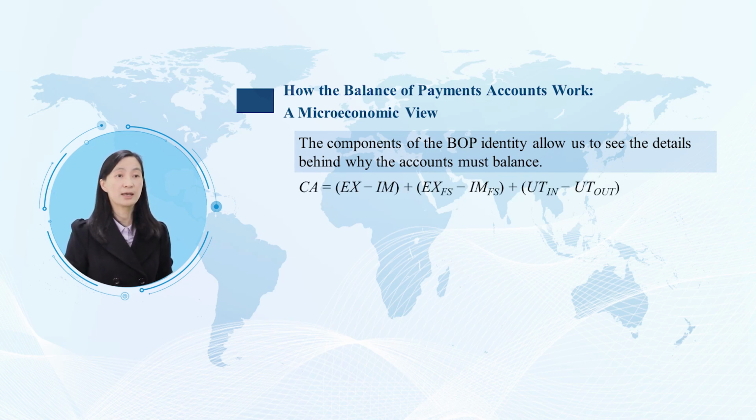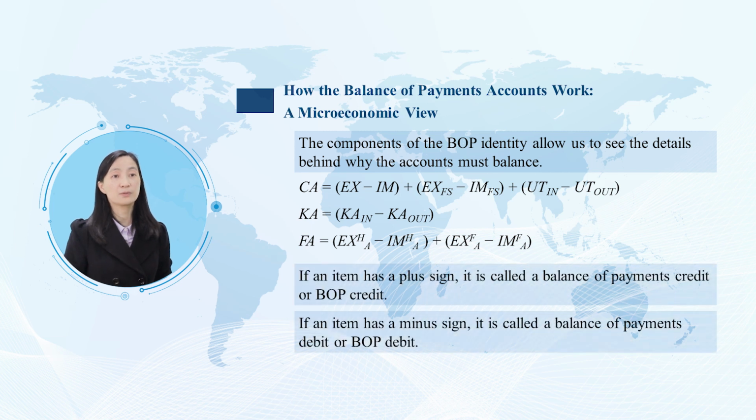CA equals EX minus IM plus EXFS minus IMFS plus UT in minus UT out. KA equals KA in minus KA out. FA equals EXAH minus IMAH plus EXAF minus IMAF. The components of the BOP identity allow us to see the details behind why the accounts must balance.